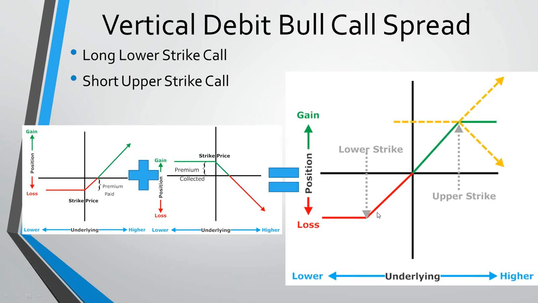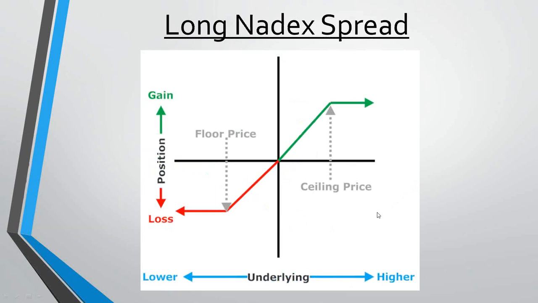So that's what a debit bull call spread looks like. And here's what a long Nadex spread looks like. In this example, we have a floor price and a ceiling price. And this presupposes that we put it on in the middle of the spread. So if we put it on in the middle of the spread and the underlying went down against us, we would be losing until it hit the floor price, and our loss would be capped. We can only lose so much.